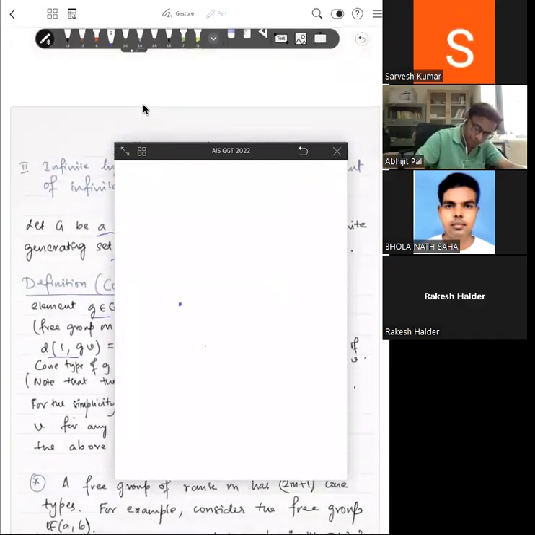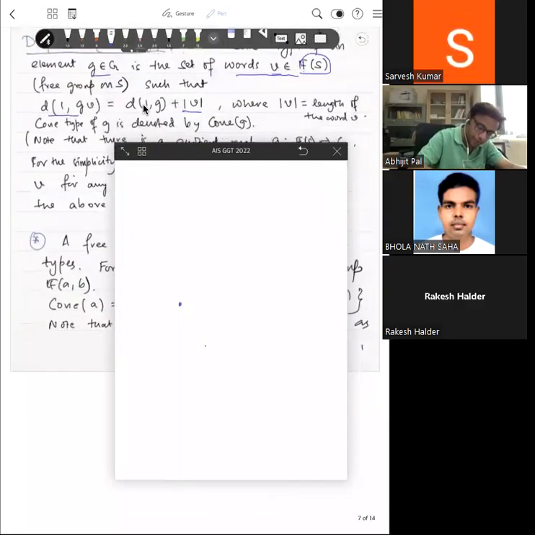So let me write down first what is the meaning of cone type. Let us take g belongs to G, this group G, and G is generated by S, and S is finite. Okay. So I say that this b belongs to the cone of g if the distance of 1 to gb is equal to the distance of 1 to g plus the length of this b.